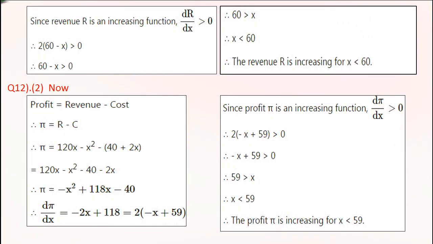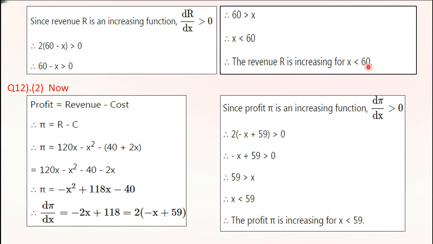Now we have the revenue function as an increasing function, so dR upon dx is greater than 0. That means 2 into (60 minus x) is greater than 0. This is positive, and 2 is positive, so the second term also should be positive. Then 60 minus x greater than 0, and 60 greater than x. So x is less than 60. That means the value of x when revenue is increasing is x less than 60.